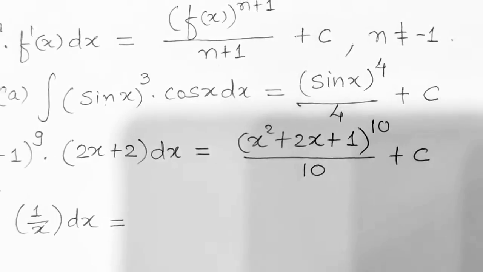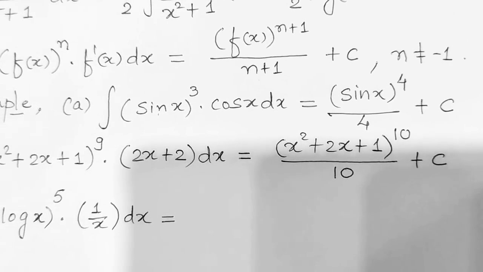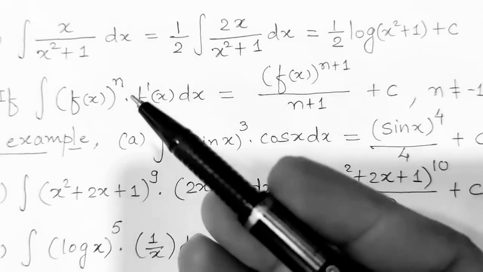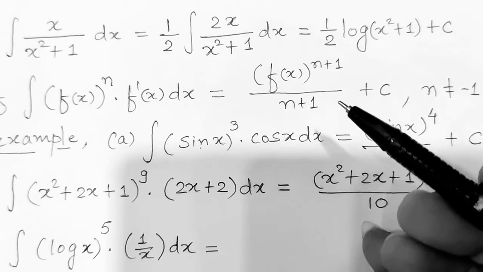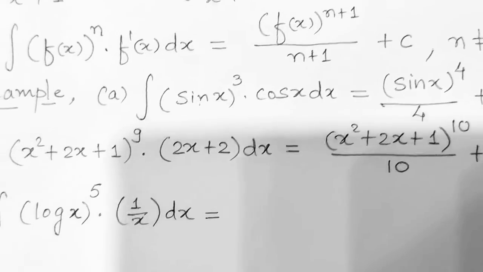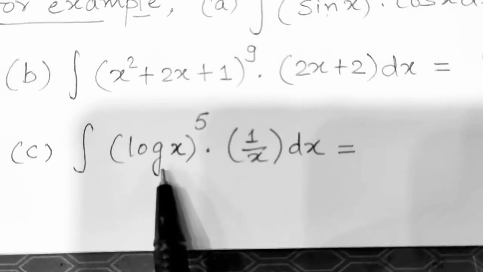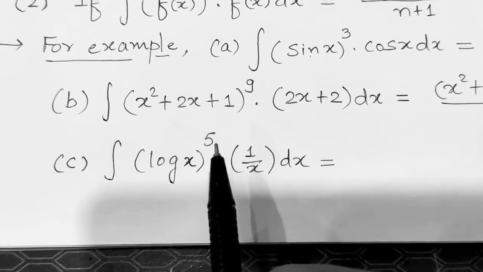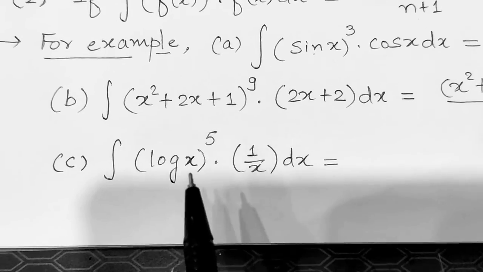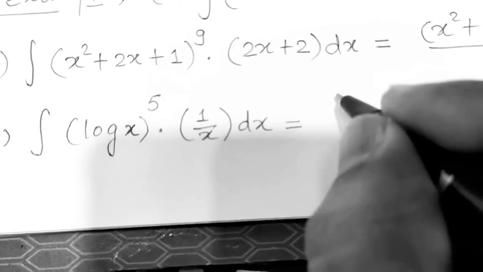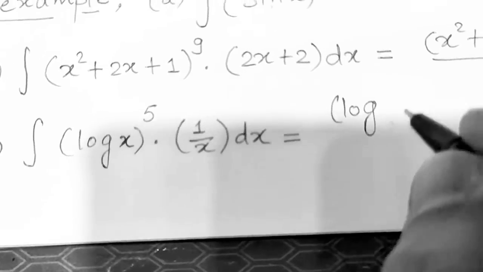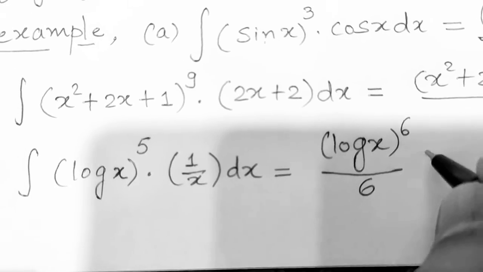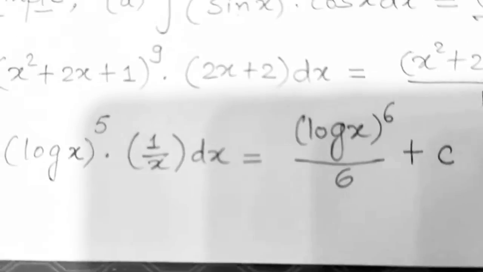Clear? So whatever may be the function inside, its derivative should be outside and it is raised to n, then the answer will be f of x raised to n plus 1 upon n plus 1 plus the constant of integration. In the third example also, the derivative of log x is 1 upon x and 5 is in the numerator. So 5 plus 1, 6 upon 6. So the answer will be log x raised to 5 plus 1 is 6 upon 6 plus the constant of integration c.